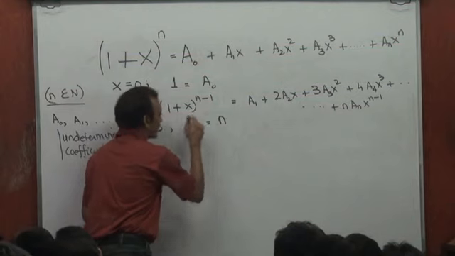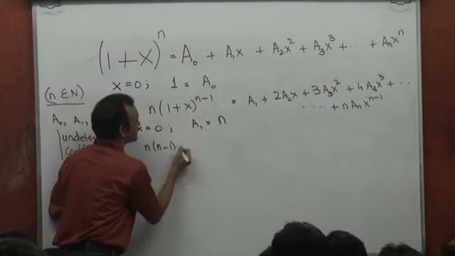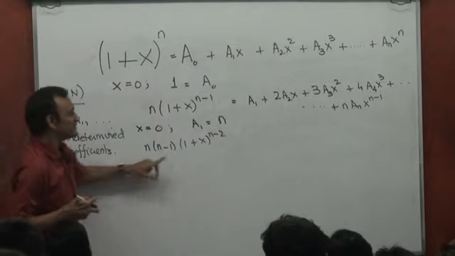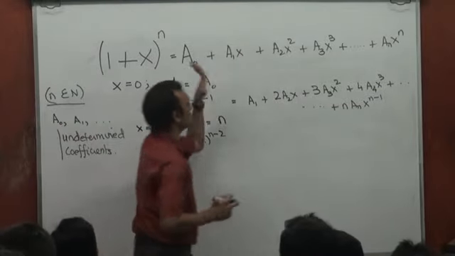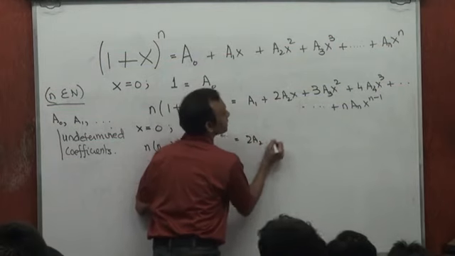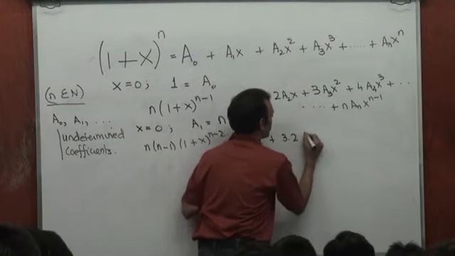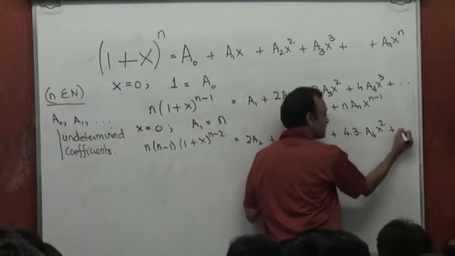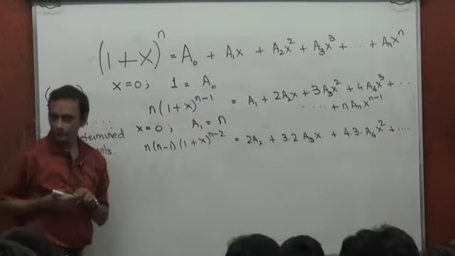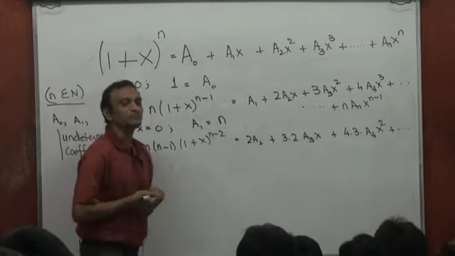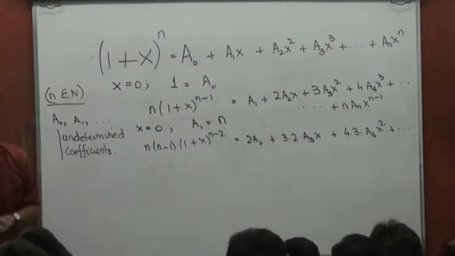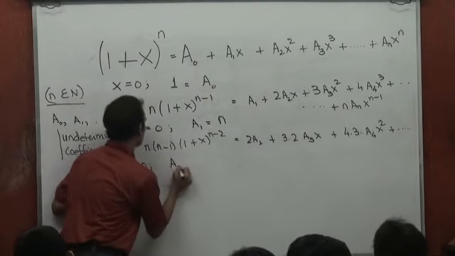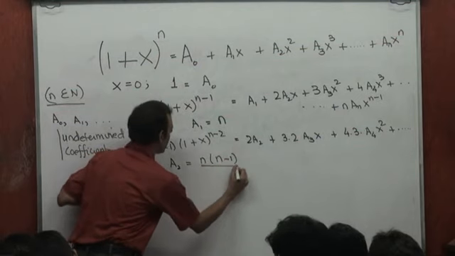Differentiate a second time. I end up getting n into n minus 1 into 1 plus x to power n minus 2. I mean, binomial is very worldly that way. A1 is thrown away. 2a2 plus 3 into 2 a3 into x plus 4 into 3 into a4 into x squared and so on and so forth. Yes or no? Again we have an identity. Put x equal to 0 on both sides. I end up getting a2 equal to n into n minus 1 by 2.